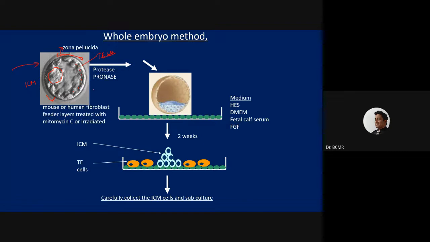So first thing is we have to remove the zona pellucida. To remove the zona pellucida, we use an enzyme called pronase, which will digest the zona pellucida, and now we have a naked embryo, naked blastocyst. Remember that the ICM is what we need to grow as embryonic stem cells, but it is within a structure called the blastocyst.